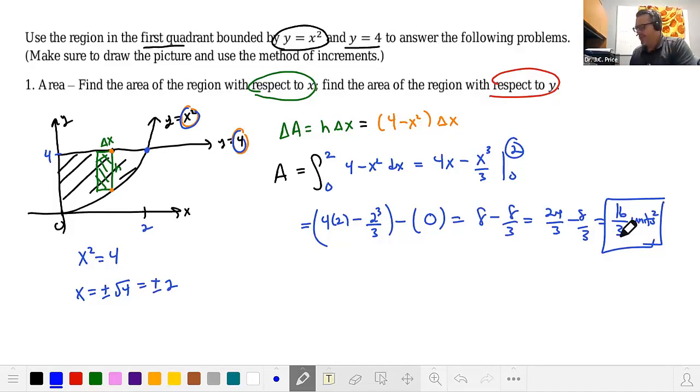And if we want to, we could check that with a calculator, but I know the right answer, and that's the right answer. All right, so that looks good. So that was with respect to x.